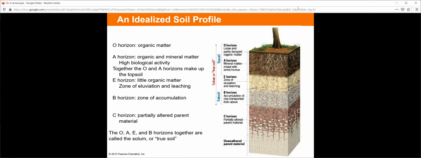So this is an ideal profile. This is what, if you kept digging and digging and digging, you'd run into: these individual layers, idealized. You're always going to have A on top of B and B on top of C. E can exist, or cannot exist, as a step between A and B. That depends. And then, of course, below all soil, eventually you're going to hit your bedrock.